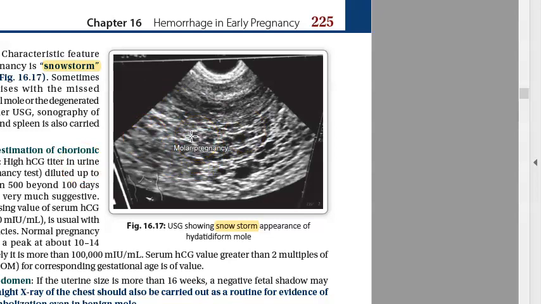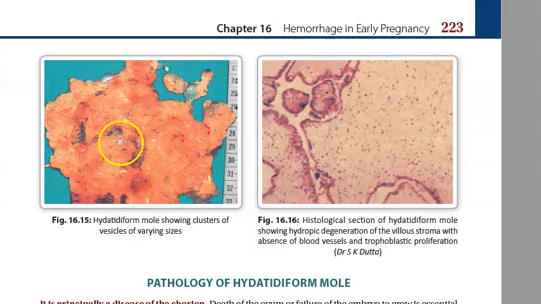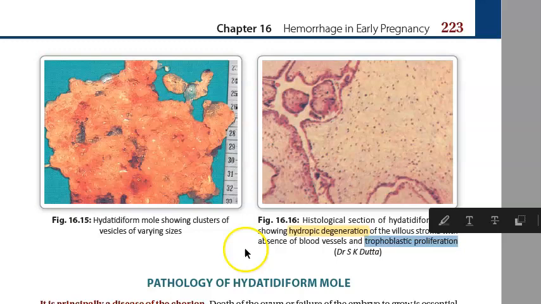So this is showing you hydatidiform mole. Usually whenever we say hydatidiform mole or molar pregnancy, we refer to the complete, the classic type. Can you see all this? Okay, look at this image here. Again, hydatidiform mole showing clusters of vesicles of varying size, and this one is a histological section of the hydatidiform mole showing hydropic degeneration of the villus stroma with absence of blood vessels and trophoblastic proliferation.